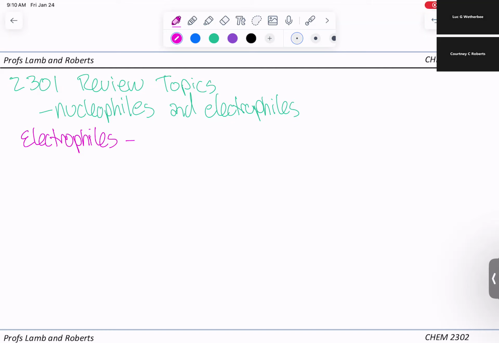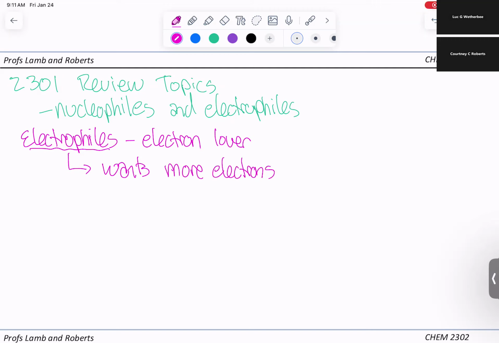An electrophile literally means electron lover. So this is something that is electron deficient. This is a compound that, frankly, just wants more electrons. Something is pulling electron density away from it, for example, or maybe it has a charge on it. This is something that just wants more electrons.